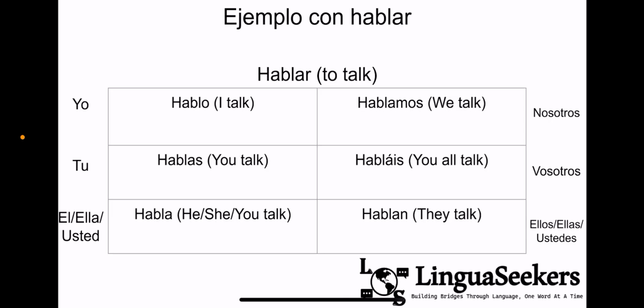So now let's do un ejemplo con hablar, or an example with the verb hablar, which means to talk. So with the yo form, we'll take our verb, which is hablar, get rid of the ending. So now we just have our root, habl, and we'll add our conjugation. So for the yo form, it's o. So we get yo hablo, which is I talk. And we'll be using the same process throughout.